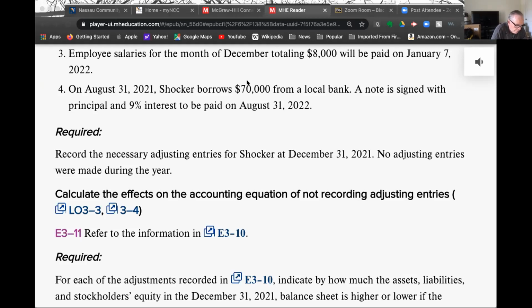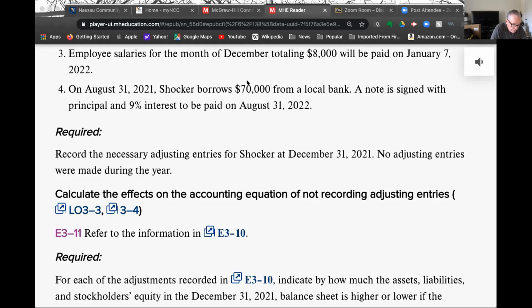Consider the following situations for Shocker. Record the necessary adjusting entries at December 31st. No entries were made during the year. All right, now, November 28th, Shocker receives a $4,500 payment from a customer for services to be rendered evenly over the next 3 months. The deferred revenue account is credited.